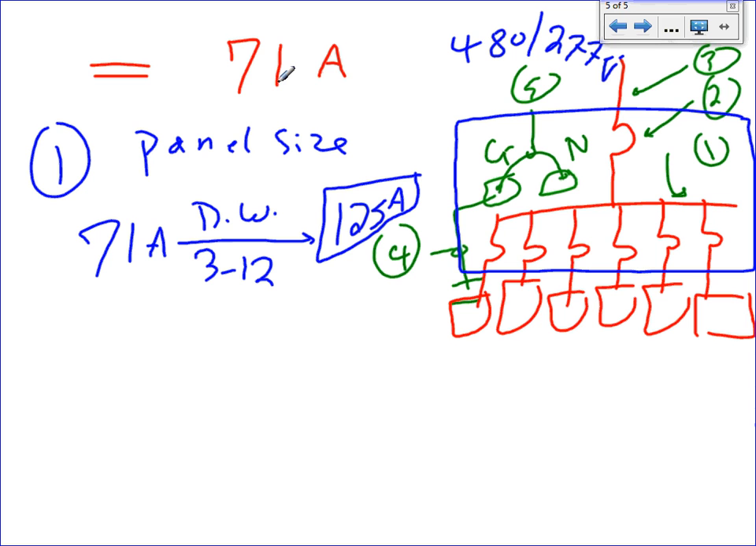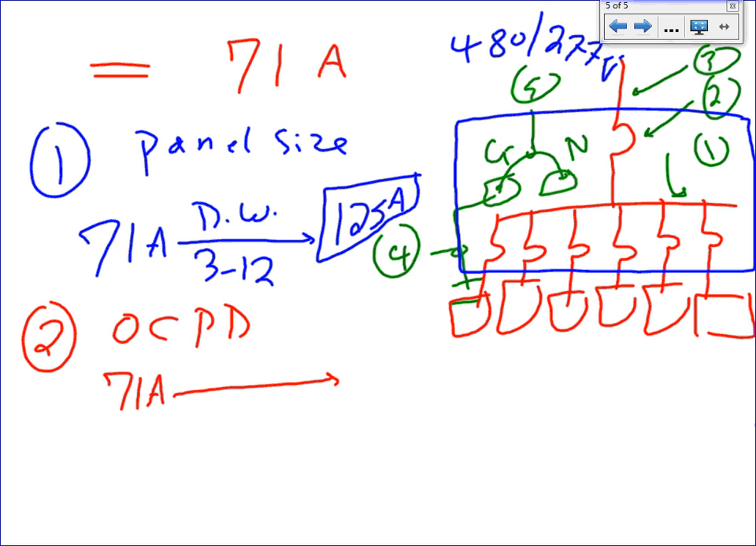Let's go number 2. Number 2 is the overcurrent protection device. You're going to take the same thing, 71 amp, and since it's a panel, take it to 240.6, or you can take it to DeWalt. What's your next standard overcurrent protection device? Do we have 75? We don't have 75, so that's 80 amps.